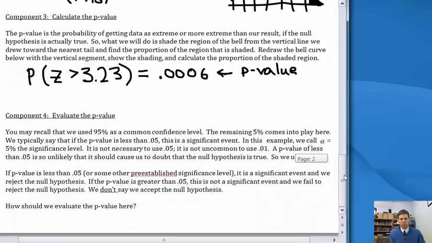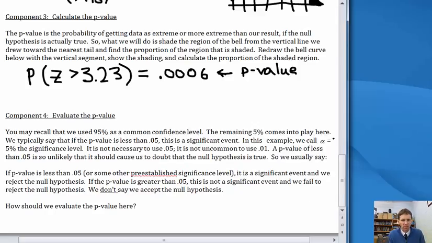Okay, great. What does p-value mean? Here's what p-value is getting at. You may recall in our last unit that we use 95% a lot for confidence intervals. Most of the time when we calculate a confidence interval, it seemed like we always use 95%. Now, where does the other 5% come in? The remaining 5% comes into play here. We typically say if the p-value is less than 5%, this is a significant event. So something that occurs less than 5% of the time is unusual. We consider that to be significant.